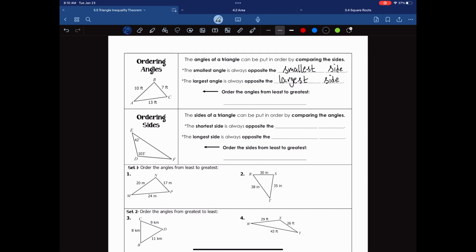So if I wanted to order the angles over here from least to greatest, what I would do is I would say, oh, well, here's the smallest side. This angle is opposite that. So angle A. There you go. That's the smallest side.